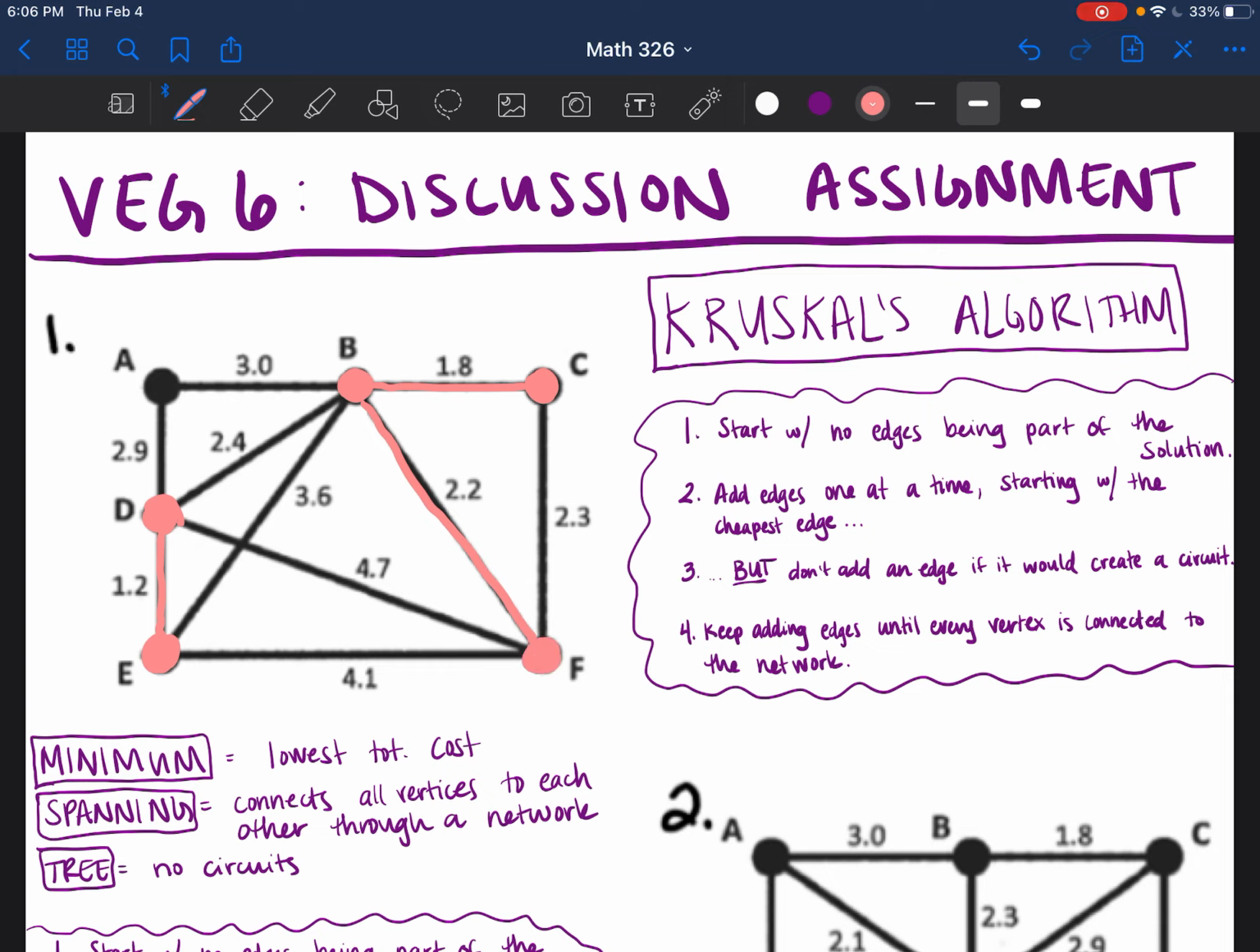But now here's where things get a little tricky. Let's look at step number 3 to help us. Step number 3 says, don't add an edge if it would create a circuit. And let's look at the next cheapest edge, which is 2.3. If we were to add 2.3, that would create a circuit between C, F, and B. So that means we cannot add it to our minimum spanning tree. So I'm going to cross it out.